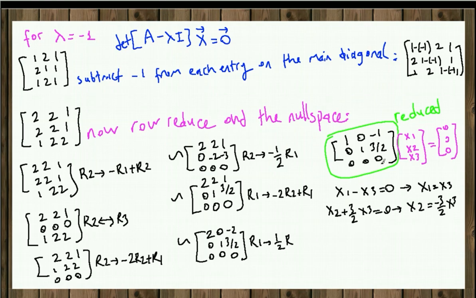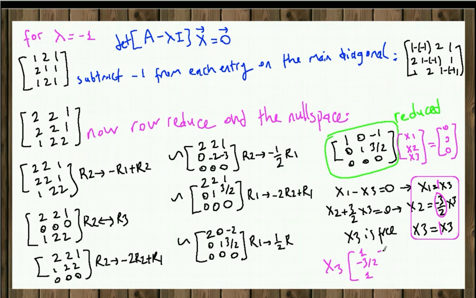And the third row, x3 is the free variable because there is no pivot here. So x3 equals x3. Here in this equation, if we factor out x3, what we're going to get is the coefficients. So the coefficient here is 1, here is negative 3 over 2, here is 1. So 1, negative 3 over 2, and 1 is our first eigenvector.